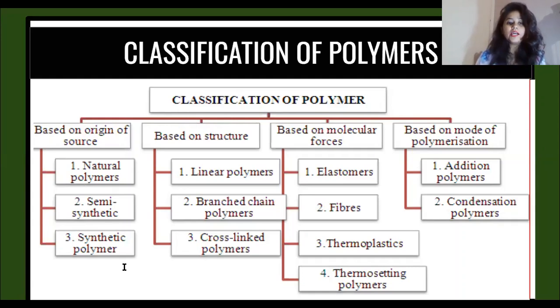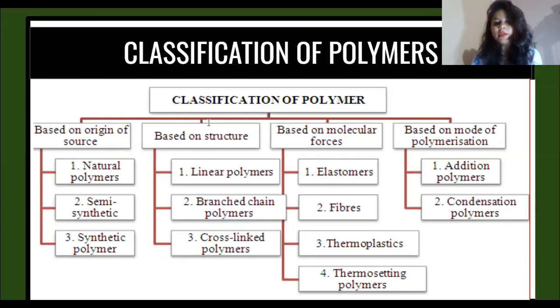Then moving on to the last category, which is called synthetic polymers. Now synthetic polymers are polymers which are entirely synthesized. If I'm combining two different sets of monomers, then both of the monomers will be synthesized in the chemical laboratory. We will not make use of any natural substance in synthetic polymers. So this was the first classification of polymers, based on the origin of source.